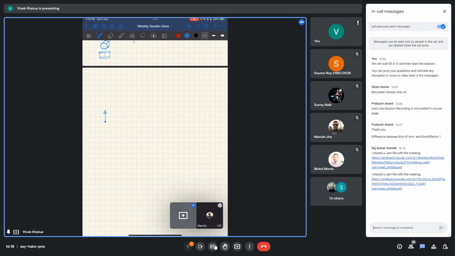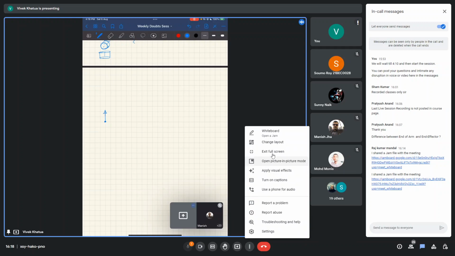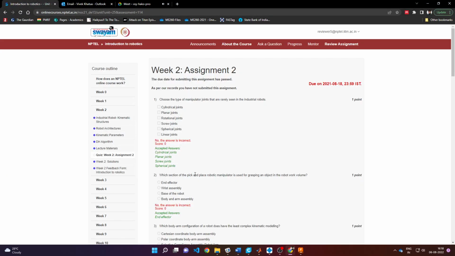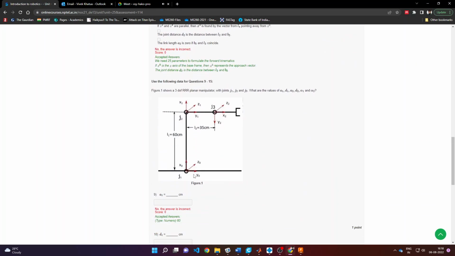One second, let me just see that assignment so that I don't confuse you. Okay, so x0 is here. You have your z0 here. Z cross x, Y will point this way, Y0 here. And then this is your J1. This is your first joint with a frame starting with 0. So let us keep it as frame 0.